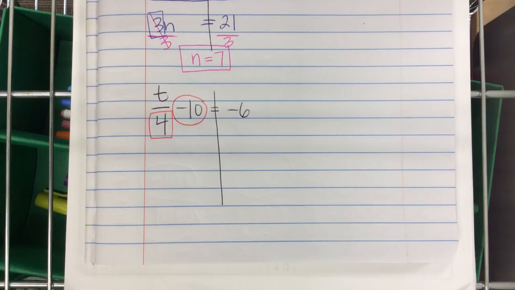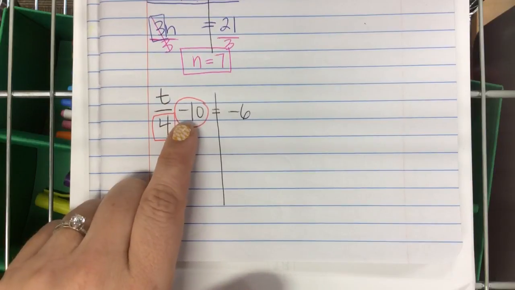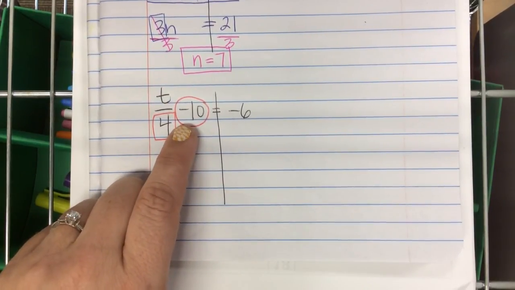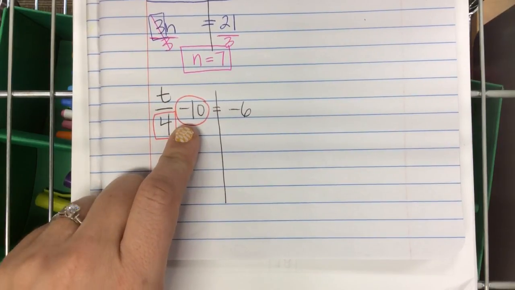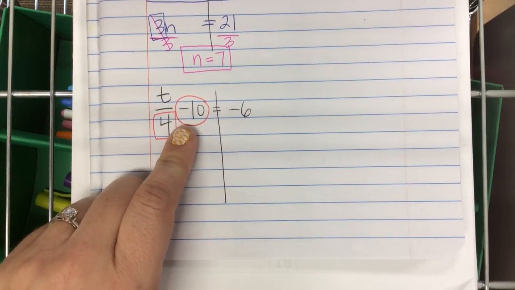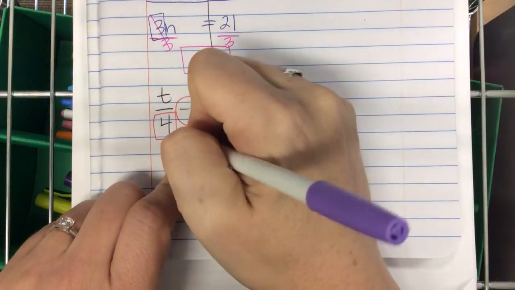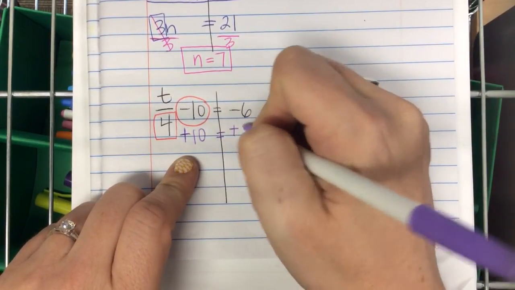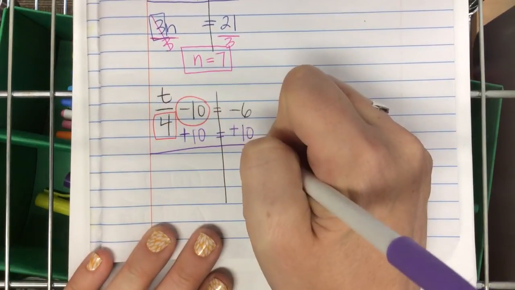Now let's start using inverse operations. I've got 2 numbers that need to move away from the variable. Which one do I move first? The negative 10. Move the constant, the lonely number first. Plus 10. Plus 10, because that's the opposite, correct?